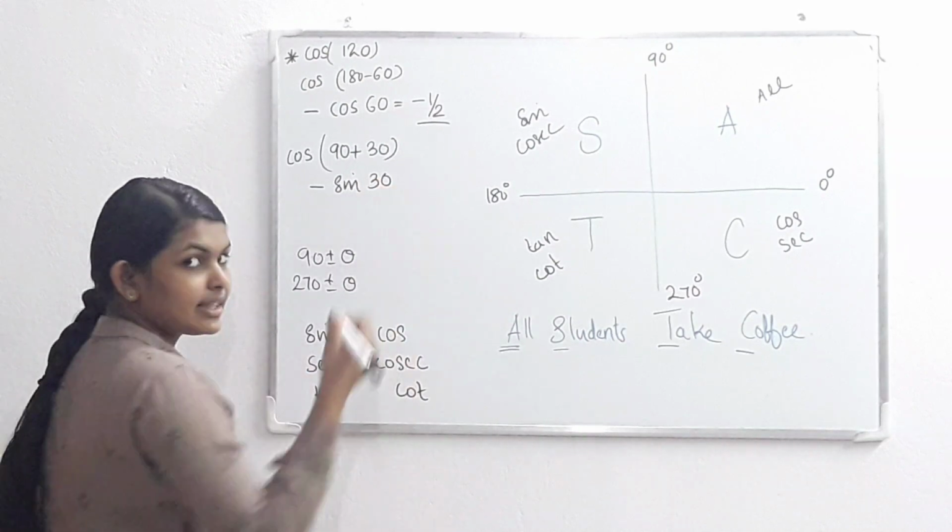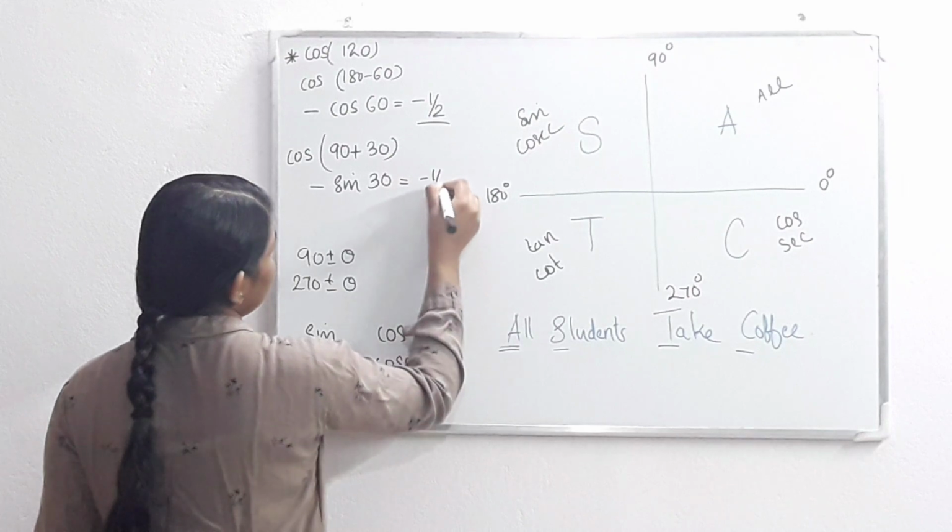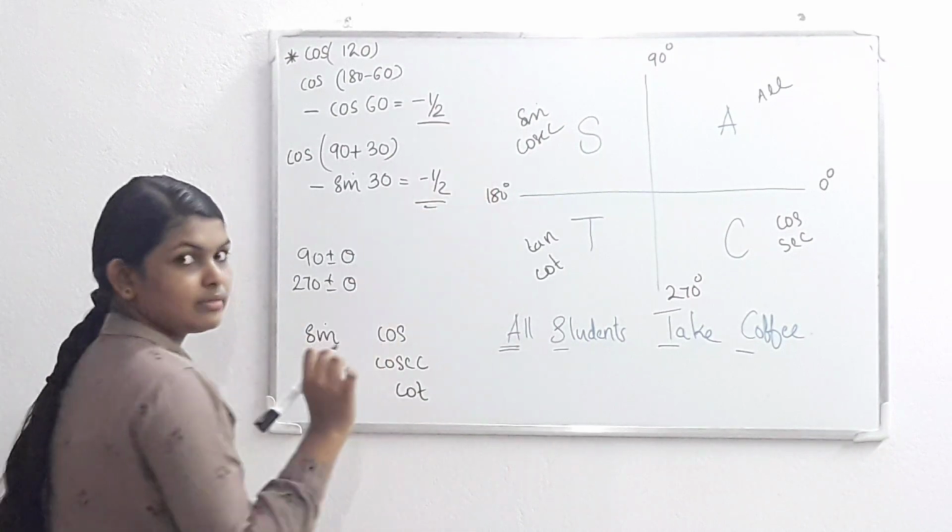So what is the value of sine 30? Sine 30 will be equal to 1 by 2. So minus 1 by 2 will be the value. Now these two answers are equal.